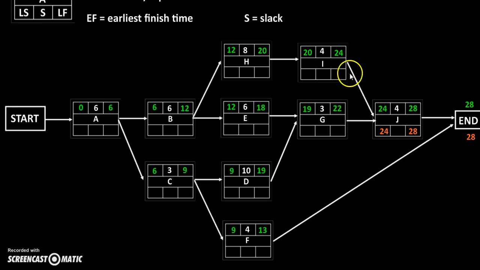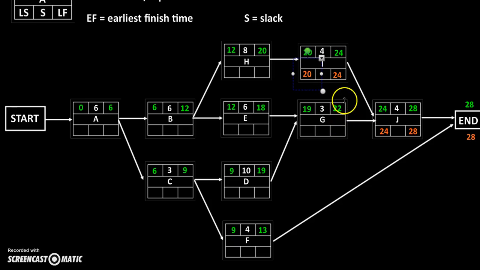Just like for the forward pass, we're going to move along the arrows, just in the opposite direction. So here for I, the latest finish is always the same as the latest start of the subsequent event. The late start of J was 24, so that means the late finish for I is also 24. So the late start for I becomes, well, I takes 4 days to finish, so the latest I can start is on the 20th day.